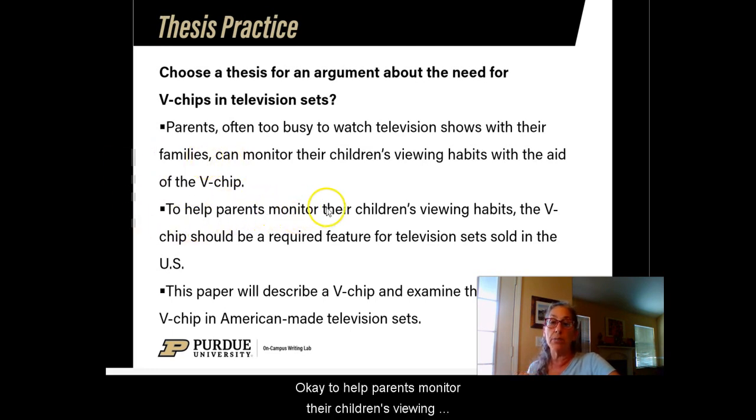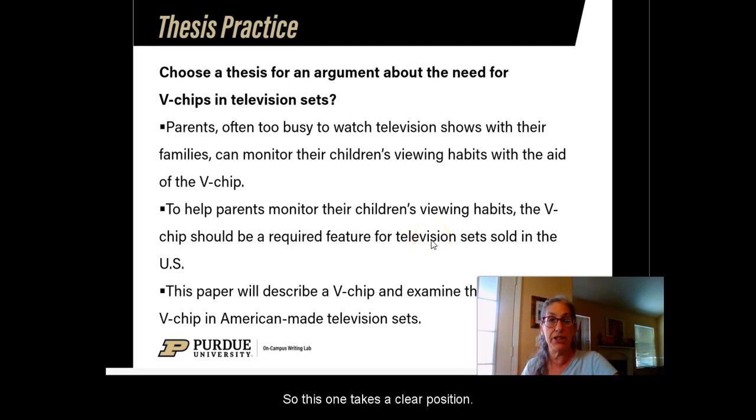Okay, to help parents monitor their children's viewing habits, the V-chip should be a required feature for television sets sold in the US. So this one takes a clear position. This is the one in the middle that is the best.